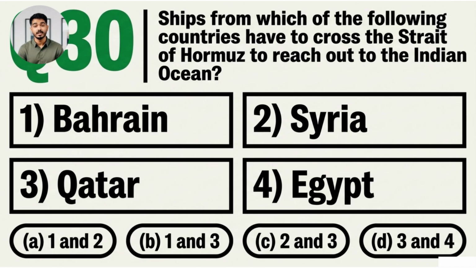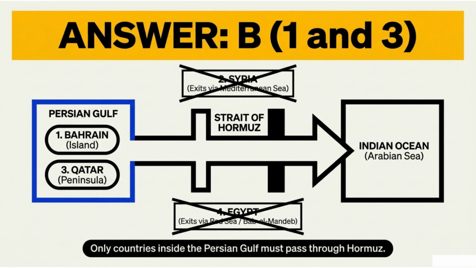Last question. Ships from which of the following countries have to cross the Strait of Hormuz to reach the Indian Ocean? 1. Bahrain. 2. Syria. 3. Qatar. 4. Egypt. Answer is option B, 1 and 3.